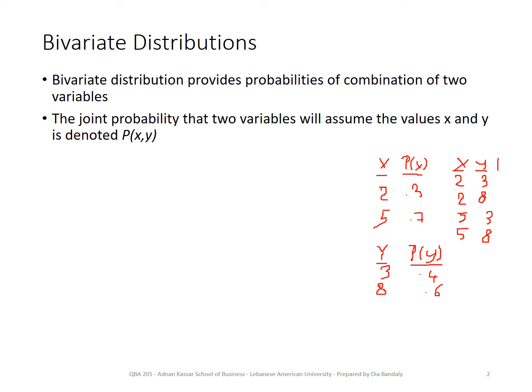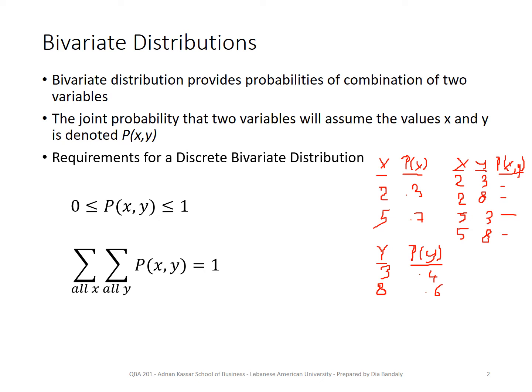So we may need to compute the probability of these combinations. So what is the probability that x is 2 and y is 3, x is 2 and y is 8? This is what we mean by bivariate distribution. After all, it's exactly the same as any other probability, and you will see that the requirements for the bivariate probability distribution are exactly the same as the requirements for any probability.